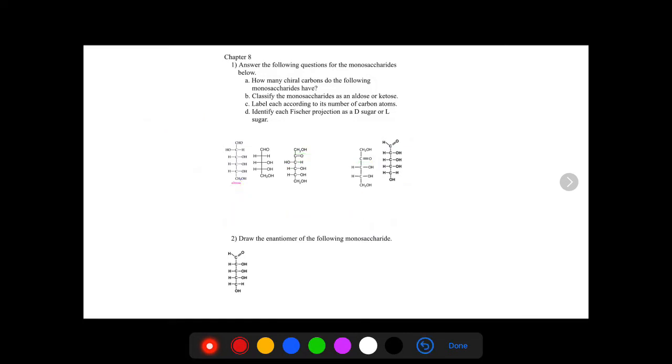Okay, so the last chiral carbon, this one right here, that would be D because it's to the right. This one also D, D, and then you have to be careful here because it doesn't list it as CH2OH, so this one right here would also be D. So all of these represent a D sugar.